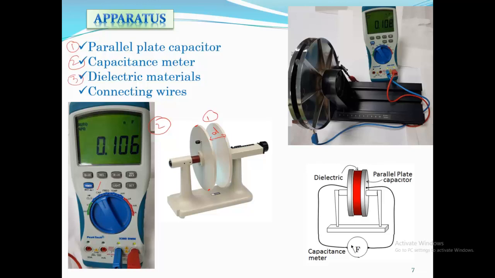Then the dielectric material. Right now you see here nothing in between these two plates of the capacitor, only air between the plates. But in the second part of today's experiment, we'll be inserting some dielectric material, wood or acrylic or any insulating material. We call it the dielectric material. So this is your dielectric material. We'll put it here inside. Then you need connecting wires. These connecting wires, you see blue and red, these are the connecting wires.